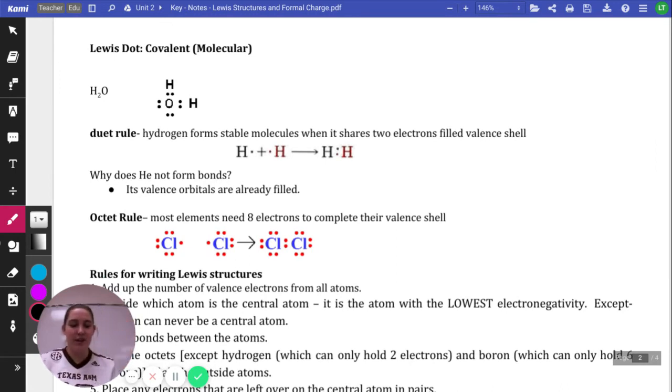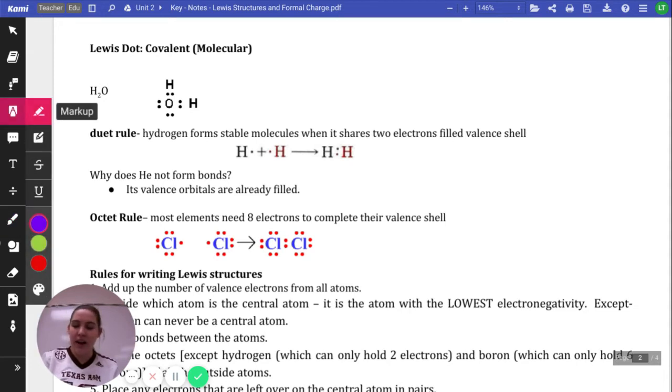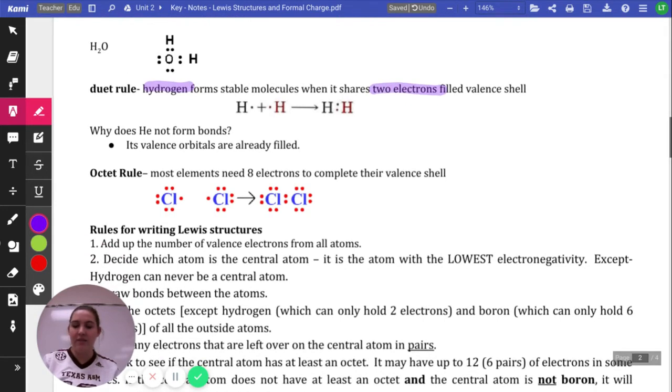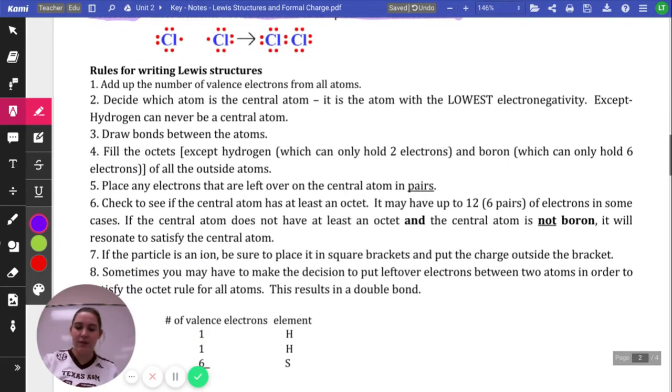Basically, a couple things you need to know is the duet rule. So hydrogen only basically wants 2 valence electrons. And then He doesn't form bonds because it's already got a full sublevel, so we don't worry about helium. So hydrogen's the only one that has the duet rule. And then pretty much everything else follows the octet rule, which says they need 8 electrons to complete their valence shells. Okay, so let's go through the rules. So step 1, you need to add up your total number of valence electrons for all atoms.